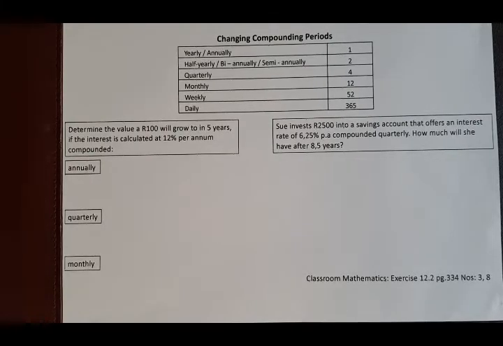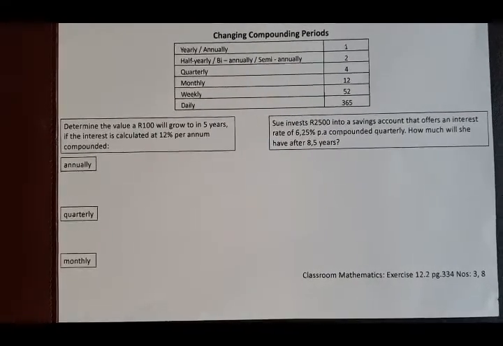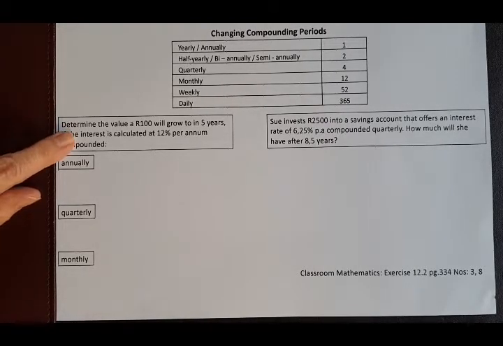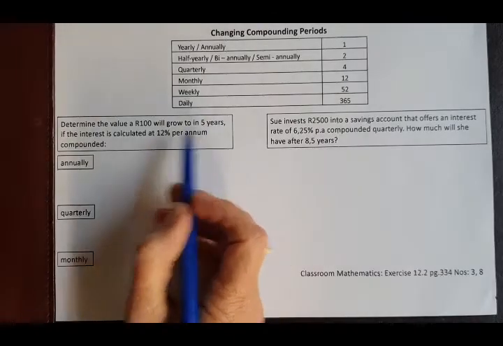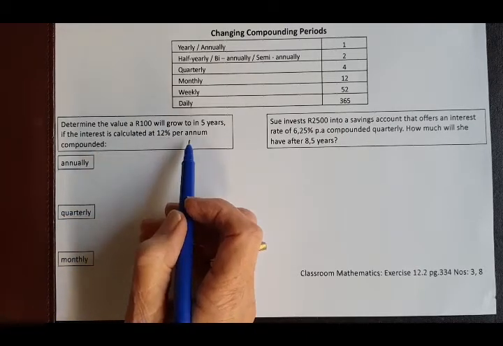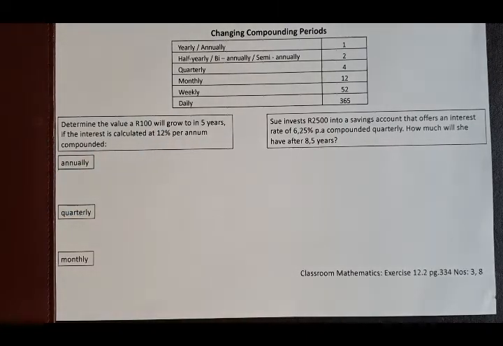In this third lesson on finance, we're going to consider the possibility of compounding our interest more frequently than once a year. So if we have a look at this example over here, determine the value that 100 Rand will grow to in 5 years if the interest is calculated at 12% per annum compounded. First of all, let's just do it once a year.